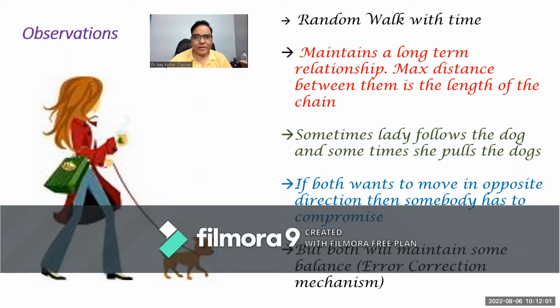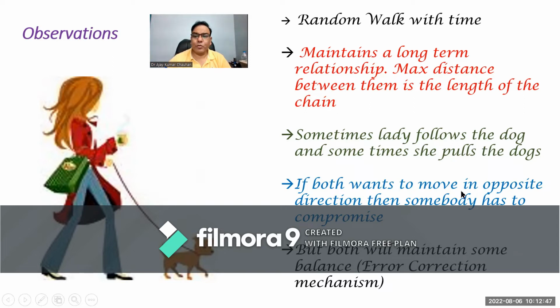So now we are drawing a very important conclusion from this: a long-term relationship is not possible without compromise. Somebody has to compromise if they want to have a long-term relationship. Sometimes the lady follows the dog and sometimes she pulls the dog. In a long-term relationship, it is always like this. Sometimes one variable is dominating and the other is compromising. Sometimes the other variable is dominating and the first variable is compromising.